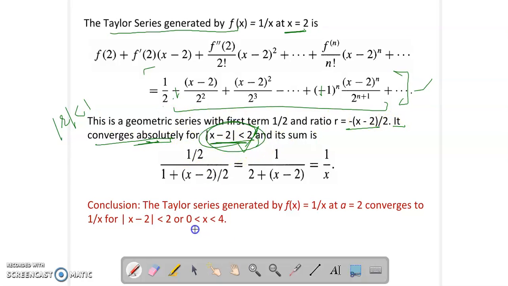Meaning when x lies between 0 and 4. And to which function does it converge? The sum of the series will be equal to a upon 1 minus r, right? So if it is a upon 1 minus r, it will turn out to be 1 by x. So we can say that the Taylor series generated by this function converges to the function for which we have generated the Taylor series, for these values of x. Okay.